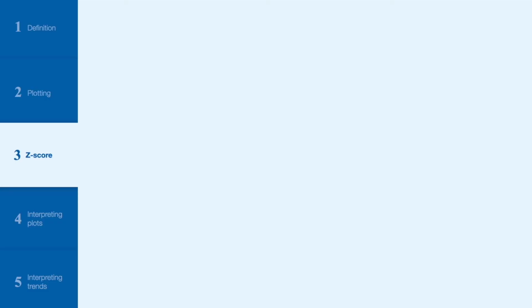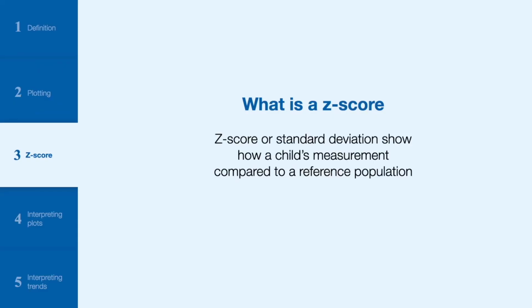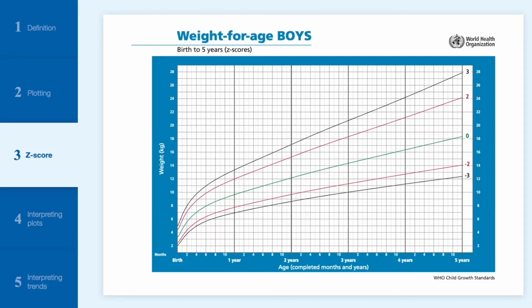Before we can interpret the plots, it is important to understand what a Z-score line, or a standard deviation, is. Z-scores on the WHO growth charts show how a child's measurements, such as height or weight, compare to a reference population. A Z-score tells you how far a child's measurement is from the average or median for their age and sex, with the line labeled 0 representing this median.